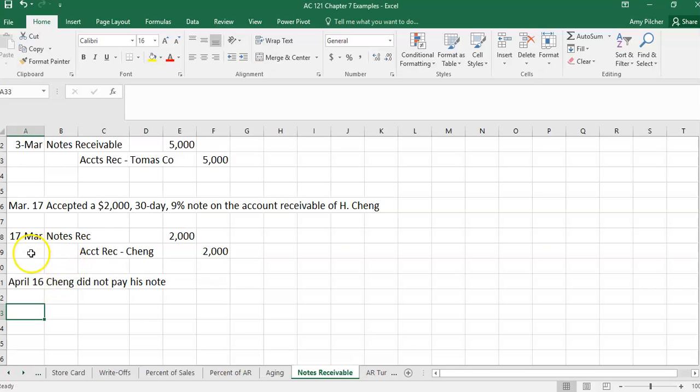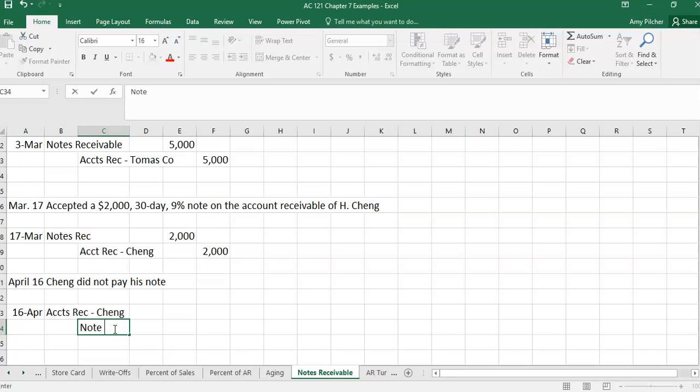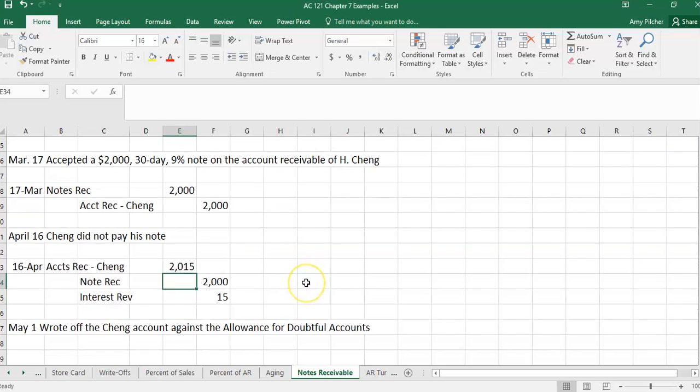On April 16th, this note is due and our customer did not pay it. So when they dishonor their note, we have to restore that note to accounts receivable, we're going to remove the note receivable, and we're going to add interest. So we have the note receivable of $2,000, and the interest revenue on that is $2,000 times 9% times 30 days divided by 360 days. So we have $15 of interest.